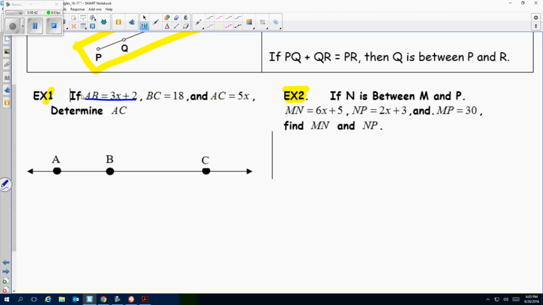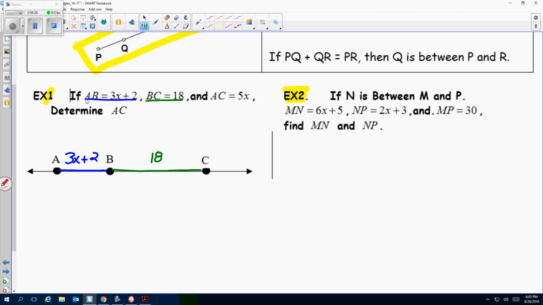Segment AB is from A to B right there, and its measure is equal to the distance AB. Whenever the letters are side by side like that with no symbol above them, it means distance. AB is 3x plus 2. For BC, the next segment from B to C, that's my green segment here, that segment is 18 units long. We don't know if it's centimeters or inches, but we know it's 18 units.